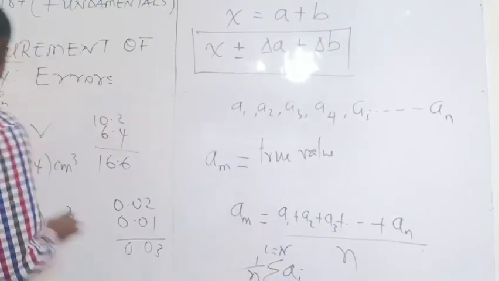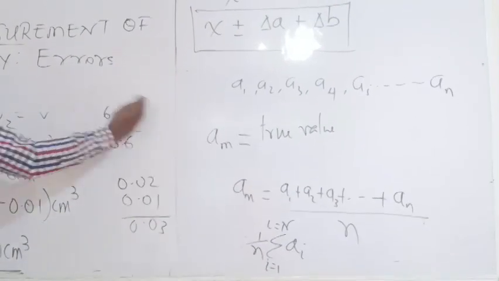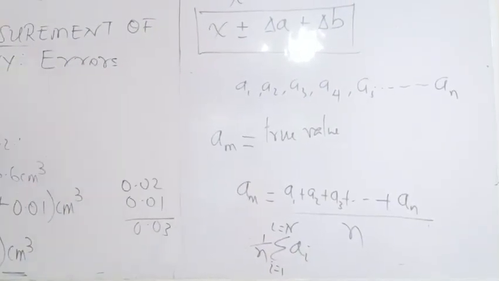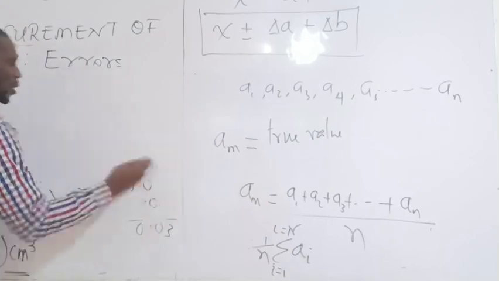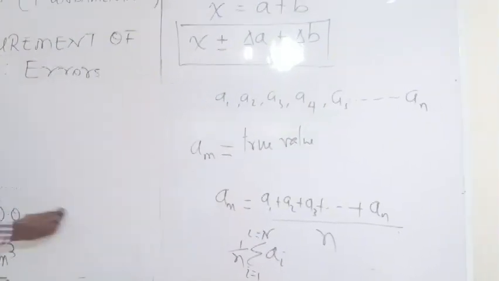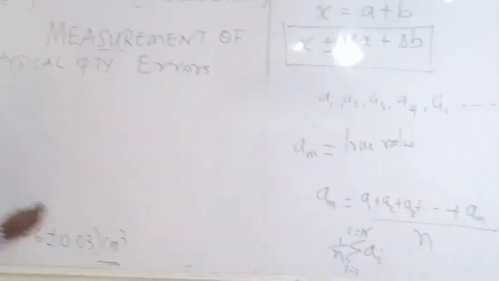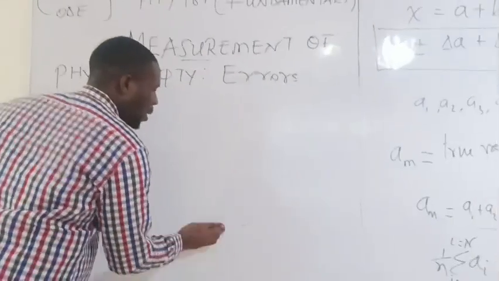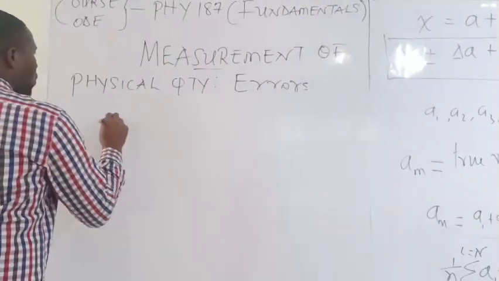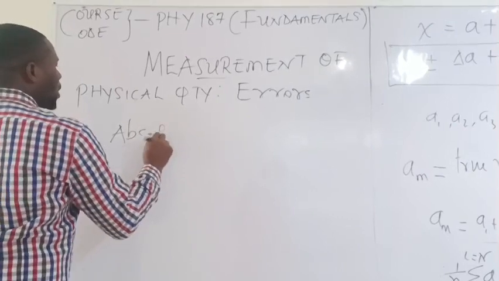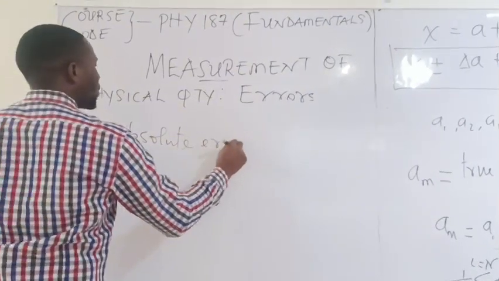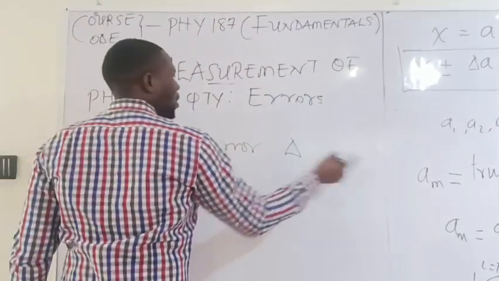Now we could also talk about the errors in the measurement. That error is what we just discussed a couple of minutes ago as the absolute error in the measurement. So what is simply absolute error? Absolute error is just the change.